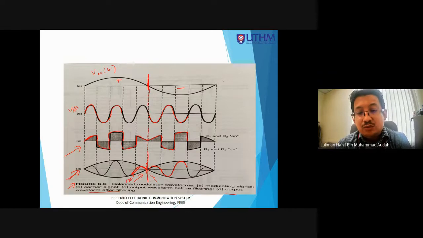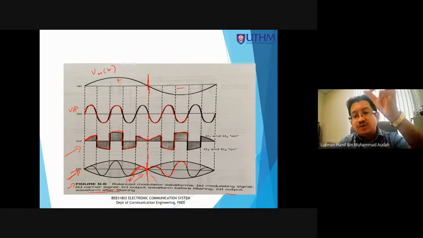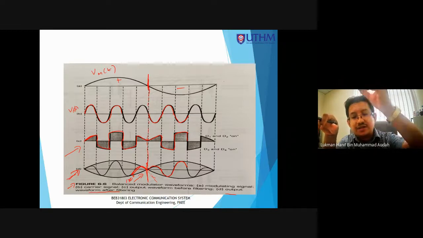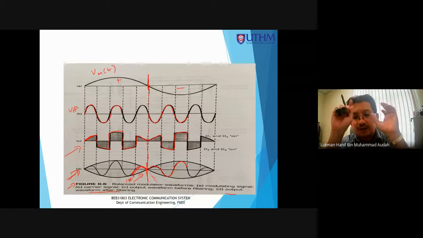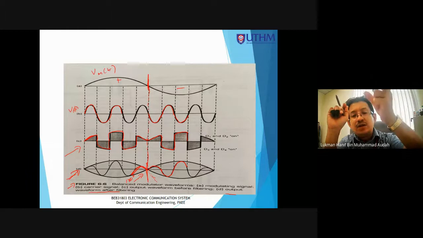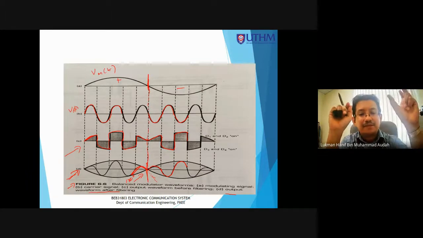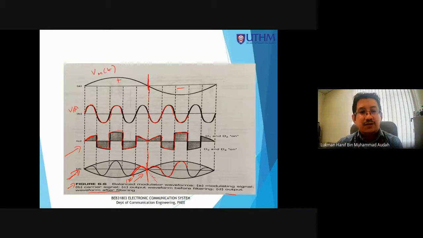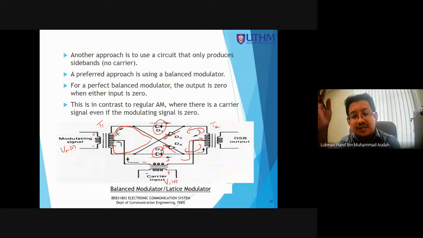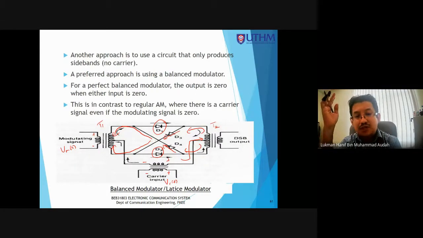Cara circuit itu berfungsi: macam mana kalau D1, D2 switch on, D3, D4 switch on, what happen? Okay, so perubahan itu berlaku berdasarkan perubahan polarity carrier. Perubahan D1, D2 itu berdasarkan perubahan polarity carrier, manakala polarity VMT menentukan dia punya perubahan fasa. Nampak. Okay, so selesai berkenaan dengan balance modulator ataupun lattice modulator.